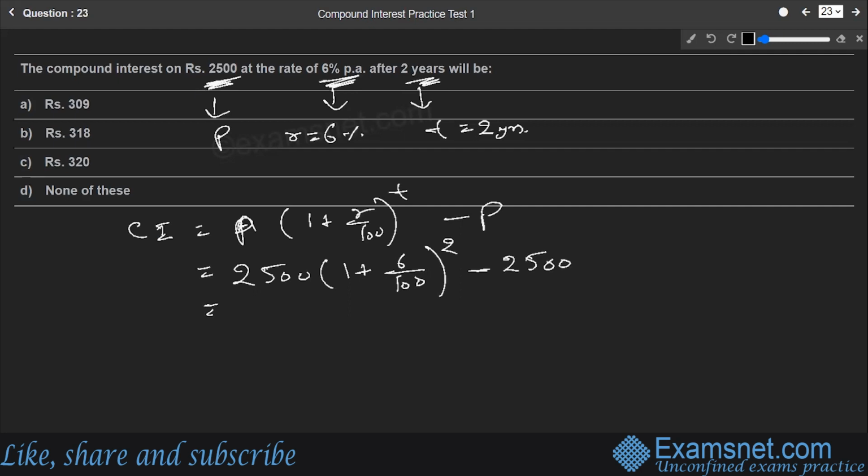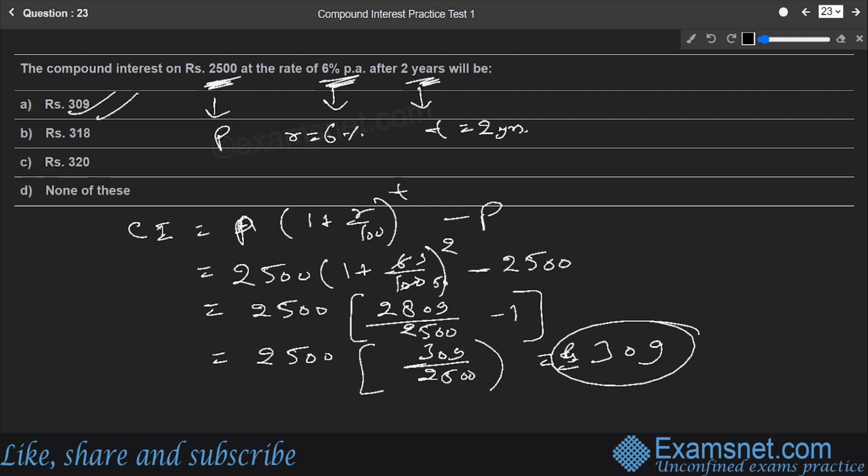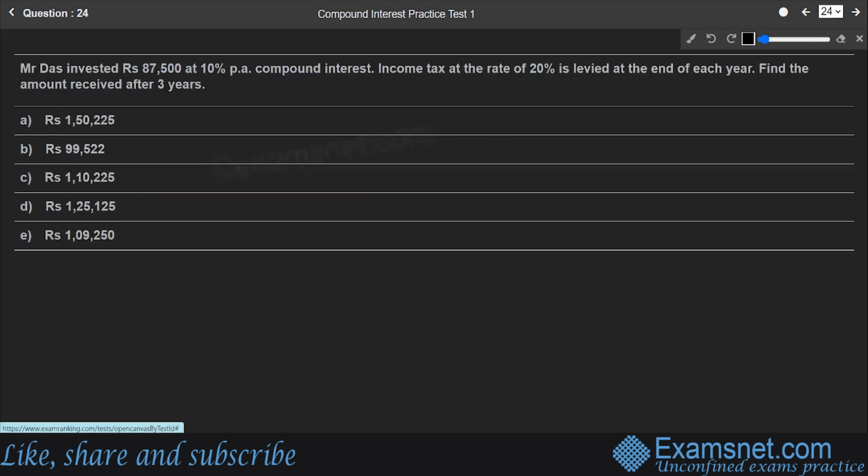If we solve this further, the 2500 can be taken common. So 1 plus 6 by 100 is going to be 53 by 50. And 53 square is 2809 divided by 50 square, which is 2500, minus 1, because the 2500 was taken common. So if we solve this further, this comes out to be 2500 into 309 by 2500. So this is ultimately coming out to be just 309. So that is the right answer. Rupees 309 will be the exact compound interest for this scheme, and this is available in option number A, which is the right answer.